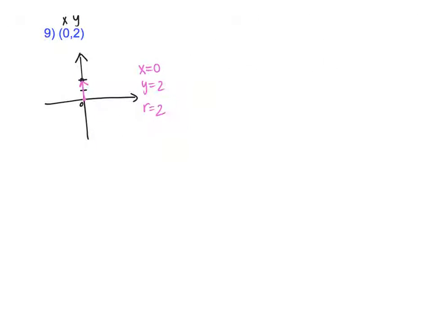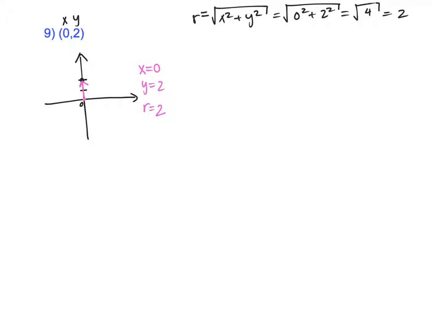But if you don't trust yourself, you can still use that formula, right? r equals the square root of x squared plus y squared. If you plug in your x value and your y value, so 0 squared plus 2 squared, right? So 0 squared is 0, 2 squared is 4. So this is really just the square root of 4, and that's just 2. Lo and behold, the r here is also 2, right? We saw that on the graph here, this ray or this arrow has a length of 2.